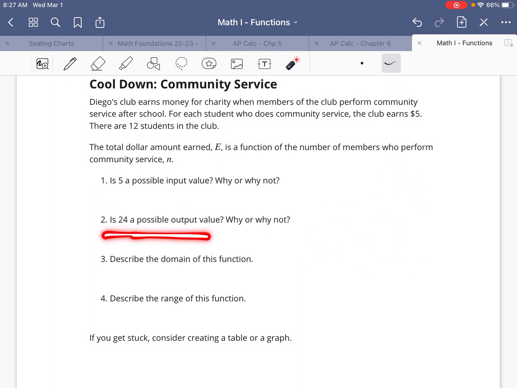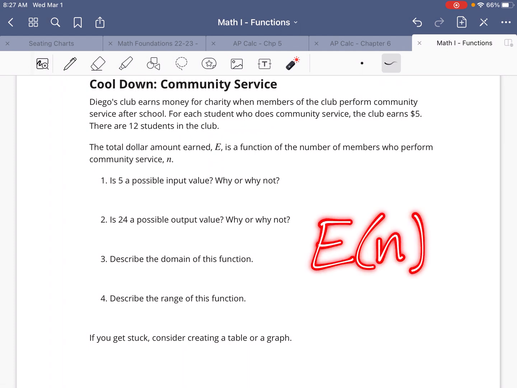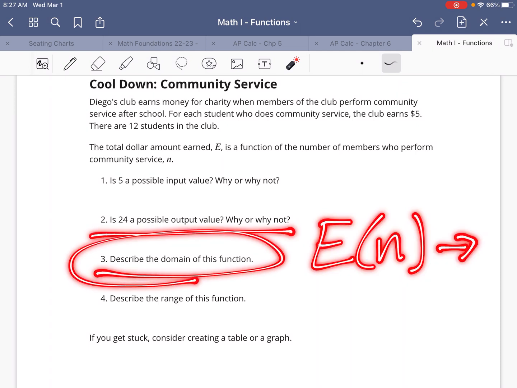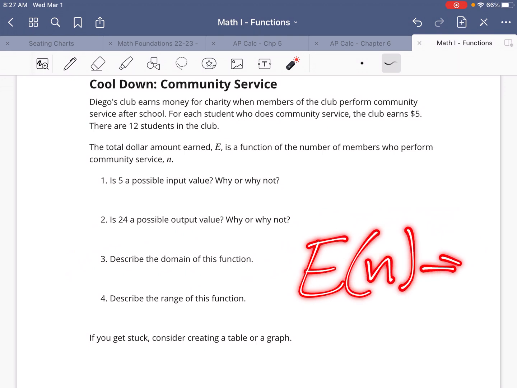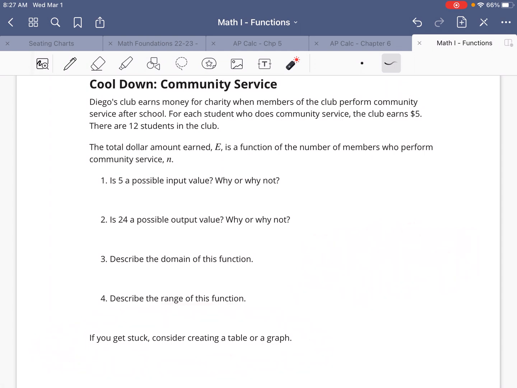How about this? If the club earns $5 for each student and your outputs are dollar amounts that are earned, is 24 a possible output value? Why or why not? Describe the domain. What are the restrictions on the number of students that could be put into this? Describe the range. What possible dollar values can we get out of this function? If you get stuck, consider creating a table or a graph, but I don't think you're going to need that. If you have any questions, let me know.